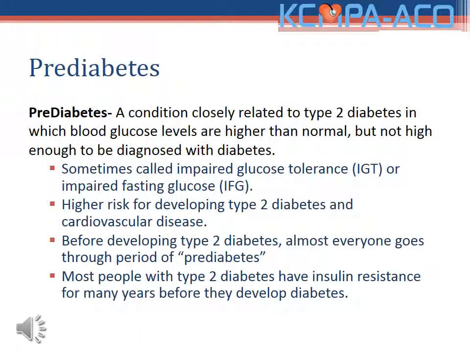Prediabetes is a condition in which blood sugars are higher than normal, but not high enough to be diagnosed with diabetes. It's sometimes referred to as impaired glucose tolerance, which is high blood sugar after eating, or impaired fasting glucose, which is high blood sugar before eating. Most people go through a period of prediabetes before they develop type 2 diabetes. It's thought that both prediabetes and type 2 diabetes start with the problem of insulin resistance.